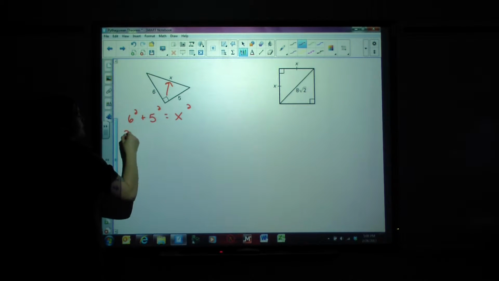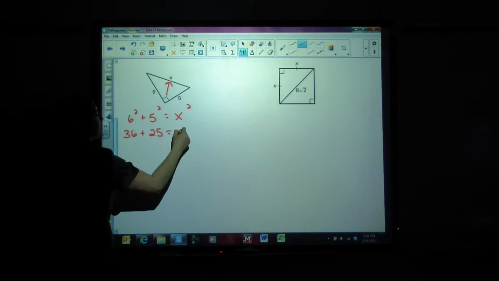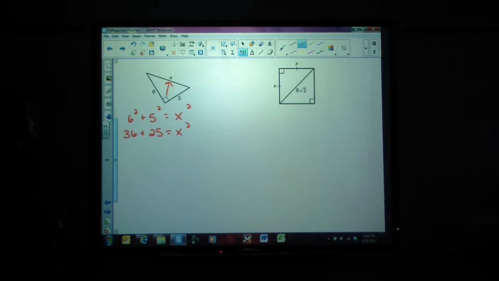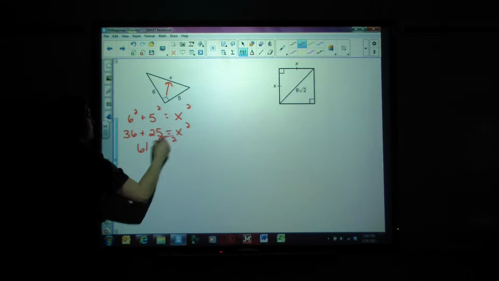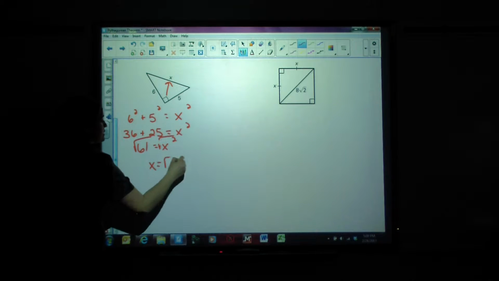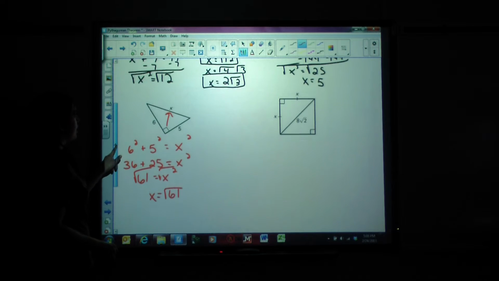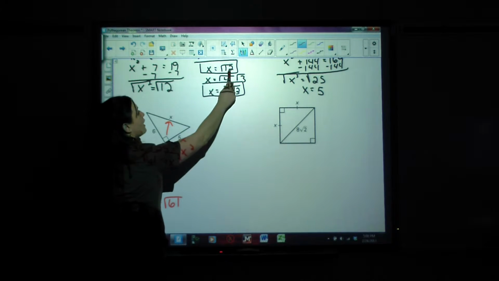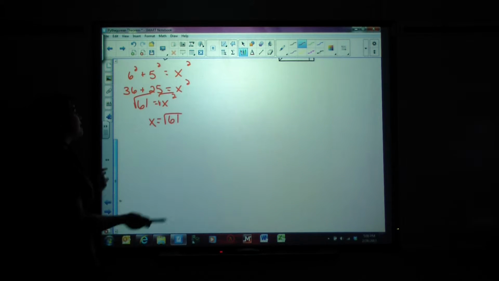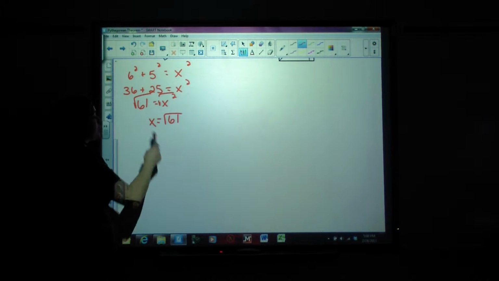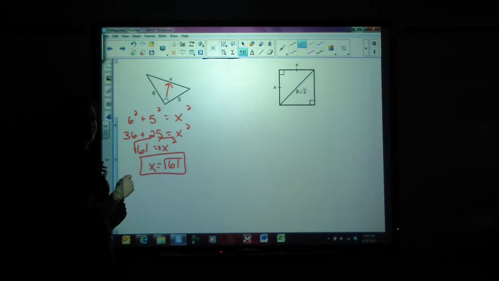So here we go. 6 squared is 36 plus 5 squared, which is 25, is going to equal x squared. If we combine them, we get 61 equals x squared, and if we square root, we find that x equals the square root of 61. Now, let me back up here. Before, when we took root 12, I found factors of 12 that had a perfect square in it. There are not factors of 61 that have a perfect square, so that's your answer unless you type it in your calculator and find a decimal version.